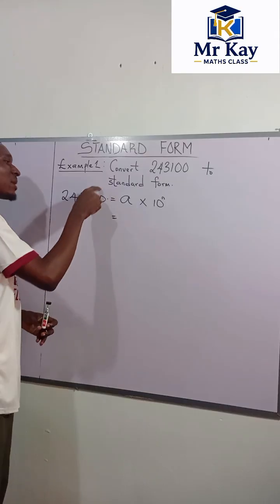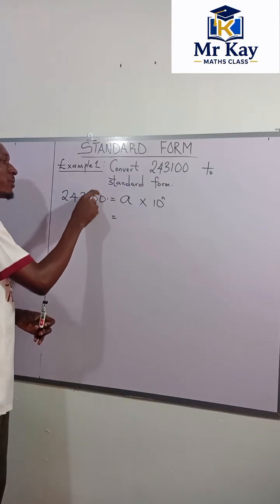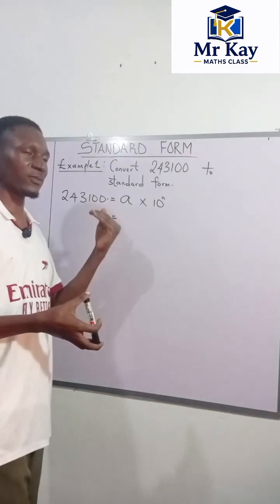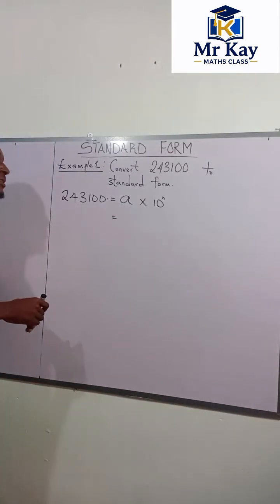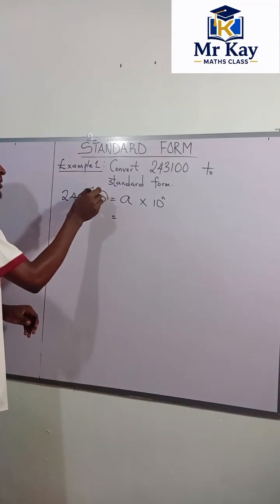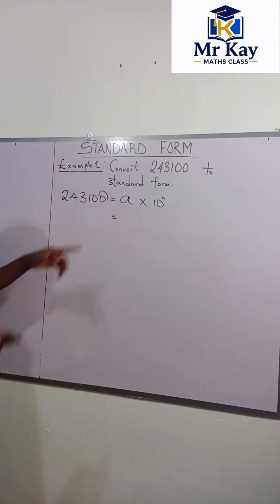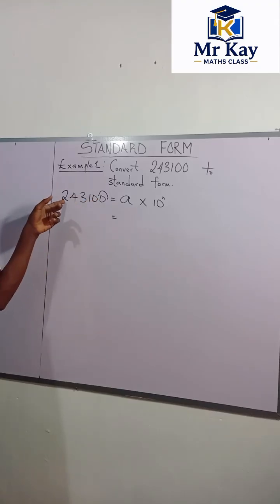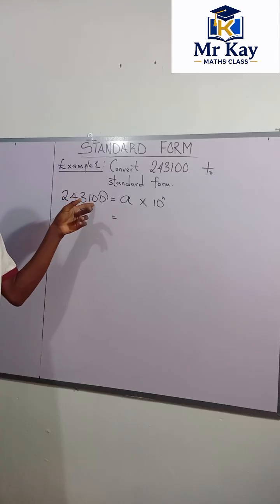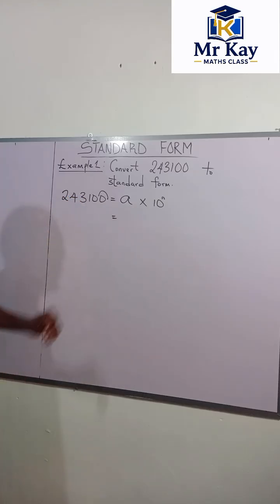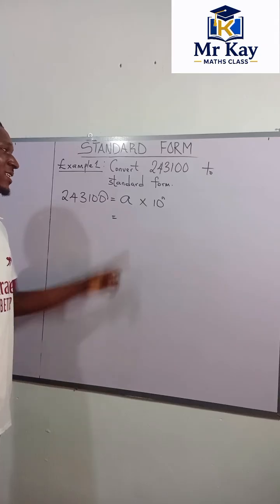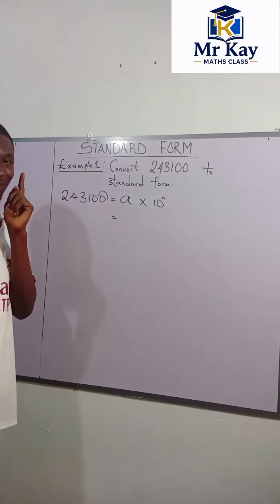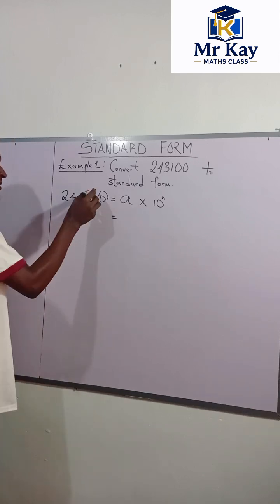We are going to move this decimal point. Here we have to move the decimal point to the left. Now when we are moving the decimal point, you check. When we move it this place, 1, if the decimal point is here, how are you going to pronounce this number? 24,310.0. And that number is bigger than 10 now. Remember I told you that this a must not be bigger than 10, and it must not be smaller than 1. Therefore, we continue moving it.